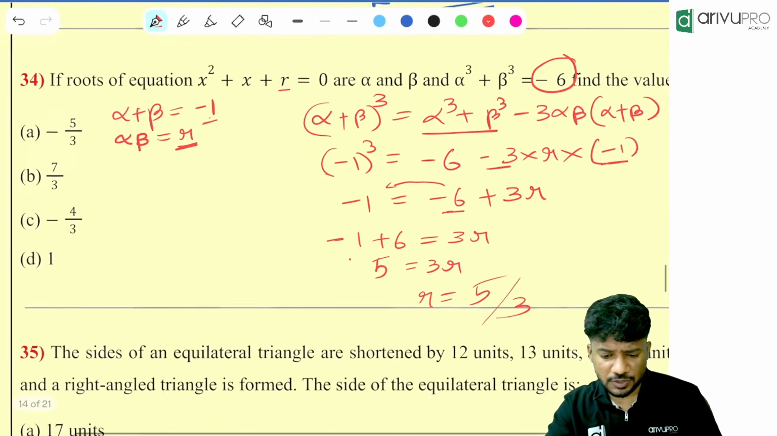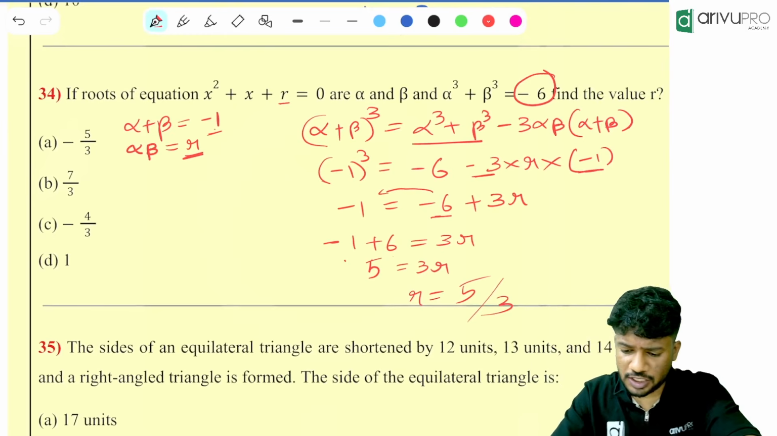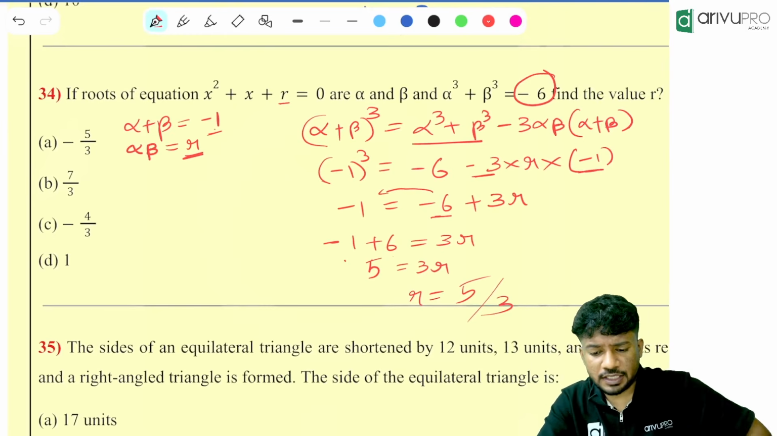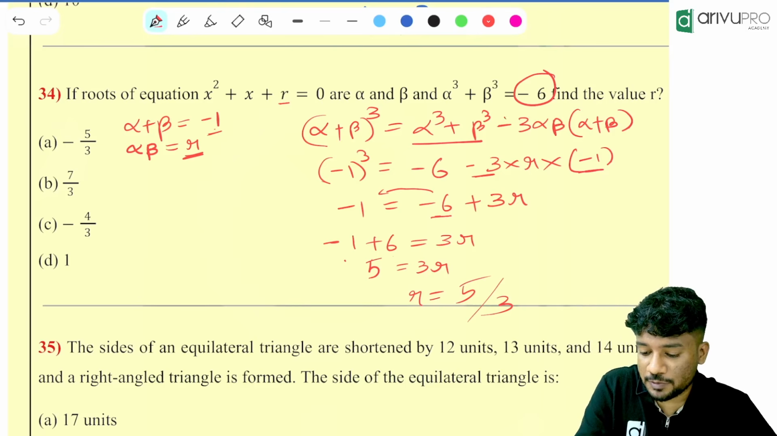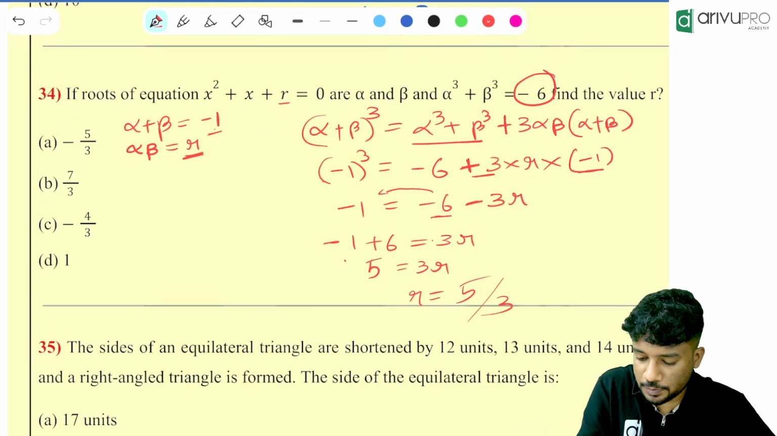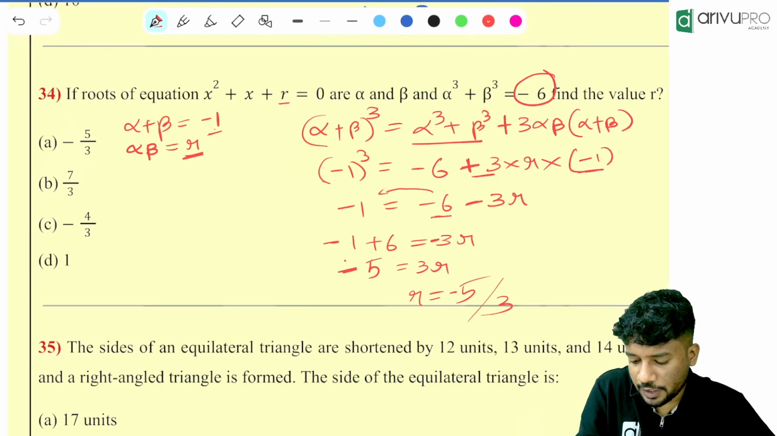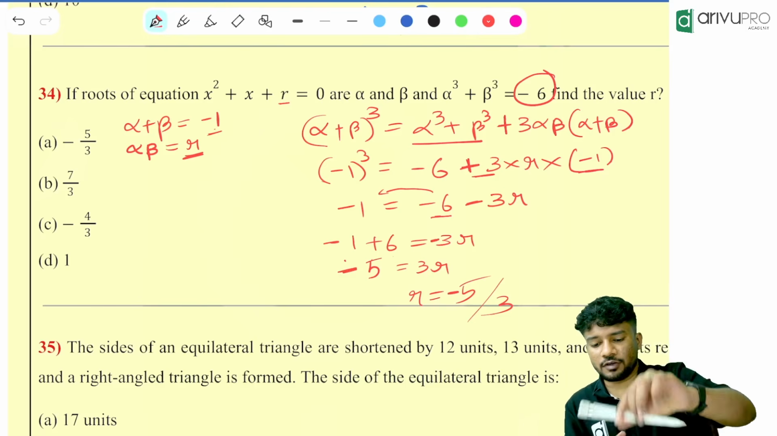Did we miss any negative sign? Check once. Have we missed anything negatively? Oh, one mistake we made. What is the formula for alpha plus beta the whole cube? It is plus itself. Okay. So it's minus 3R. It will become minus 5 by 3. We made a small mistake over there.